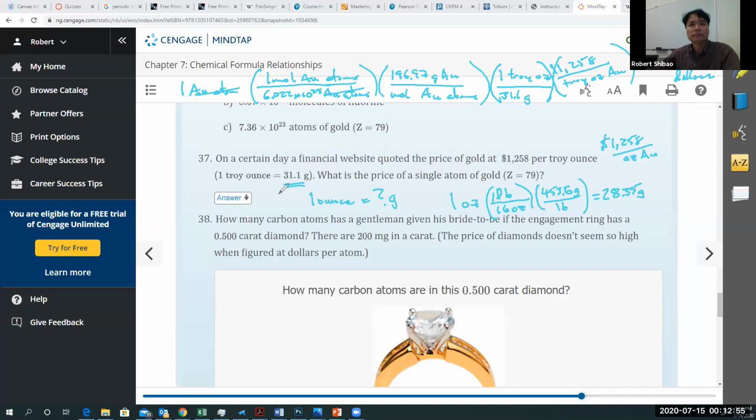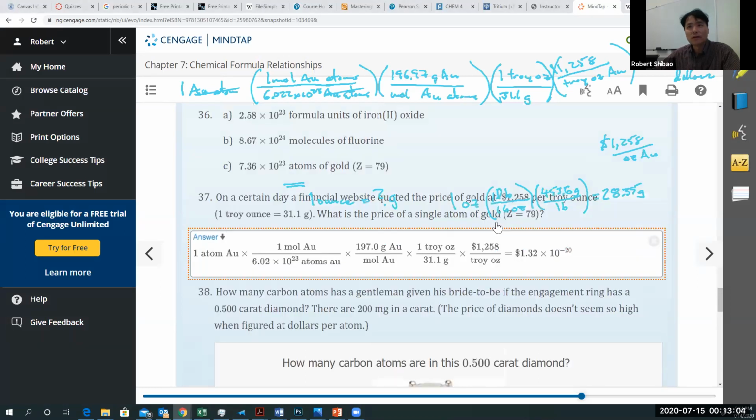This is nothing. And so let's see what their answer is. It wouldn't be very useful to buy one gold atom. You couldn't even see it. It's 10 to the minus 20 dollars, but you can't see it, even though it's so cheap. And so here they took atoms, converted it to moles of atoms to grams of atoms using the molar mass. This is using Avogadro's number. And then using the conversion for troy ounces to grams, and then from troy ounces to dollars here. That's what we did.